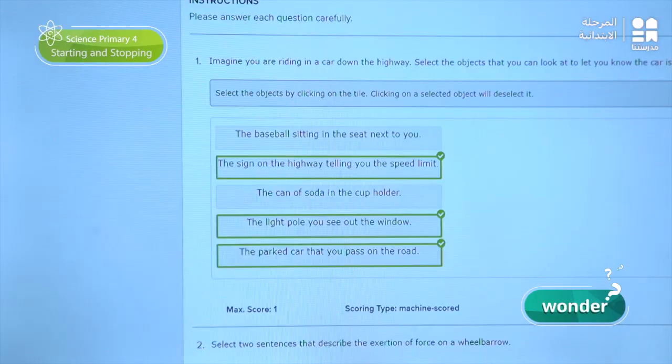The last selection is the parked car that you pass on the road. It's stable so that we can know that the car is in motion. So we will make a check beside this phrase.